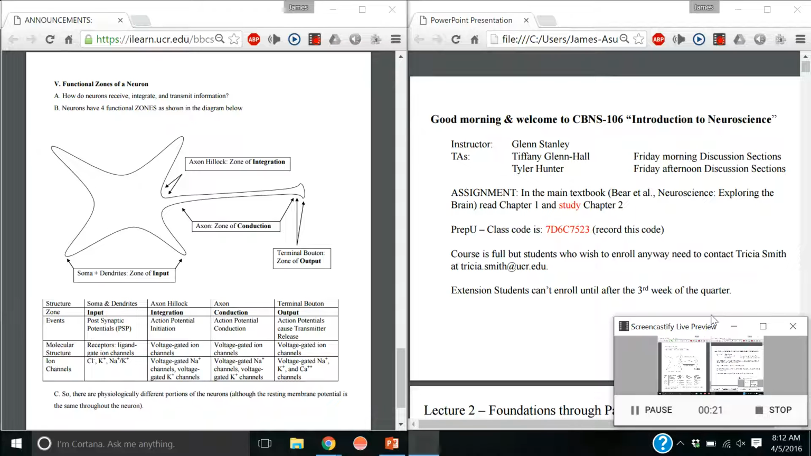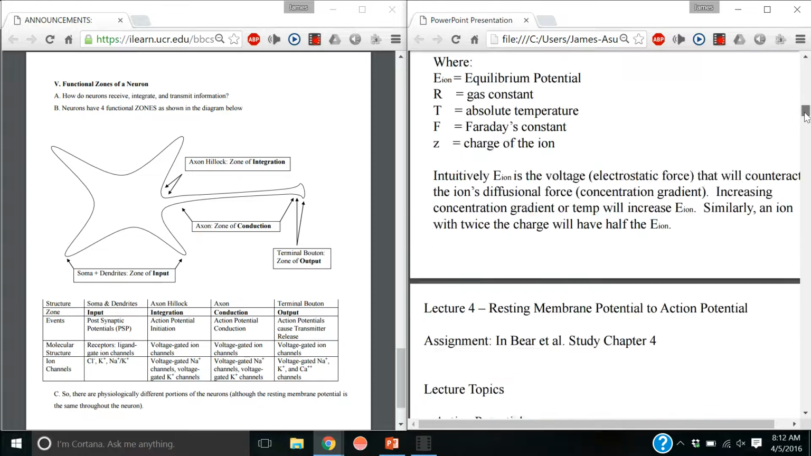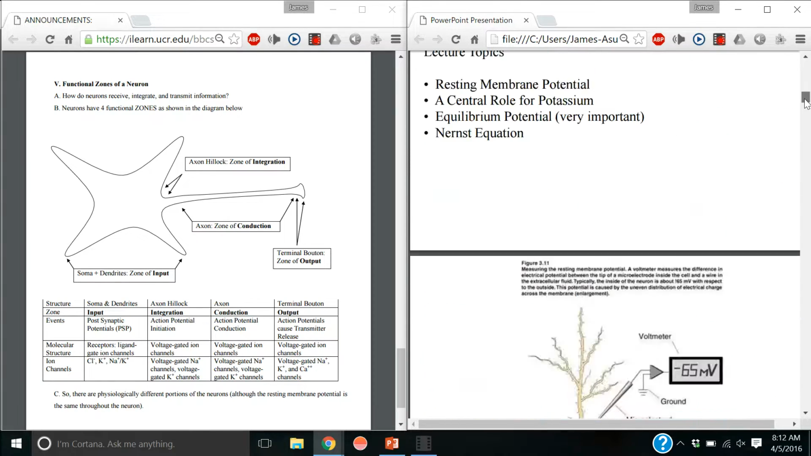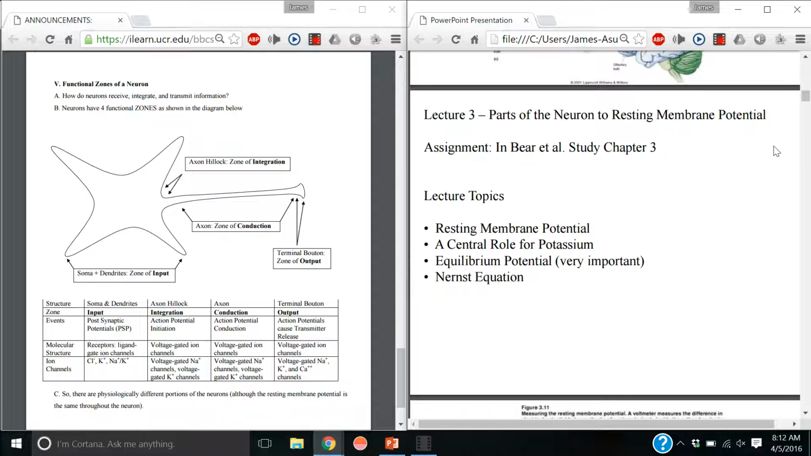essentially the entire lecture is in one form or another about resting membrane potential. Except a little bit of catch up on stuff that I didn't cover last time. And a subtopic of that is that for resting membrane potential, there is a critical role for one particular ion, and that ion is potassium. And then I'm going to talk about equilibrium potential.